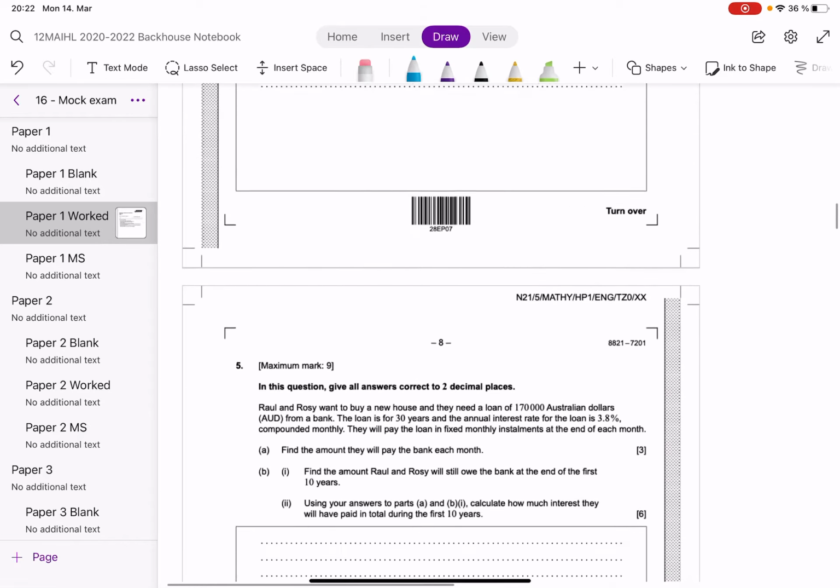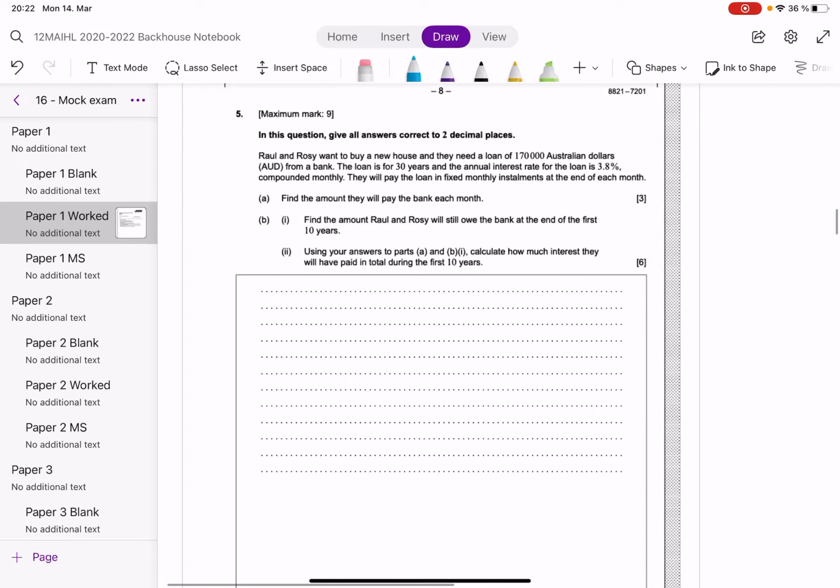Okay, continuing then. Question 5. I think I just wanted to show you a little trick because I can't remember who it was, but someone did a really good job of this question. So we're probably going to have to work through it to get to that point.